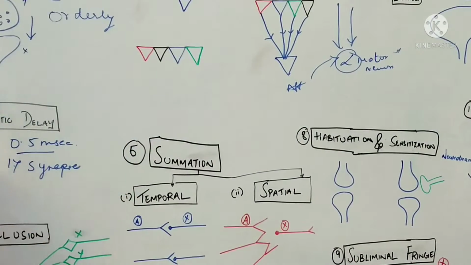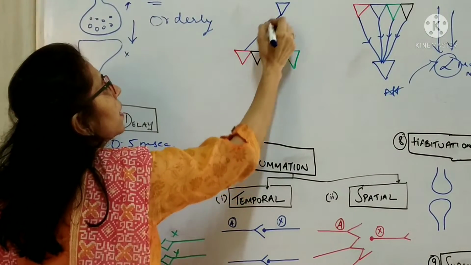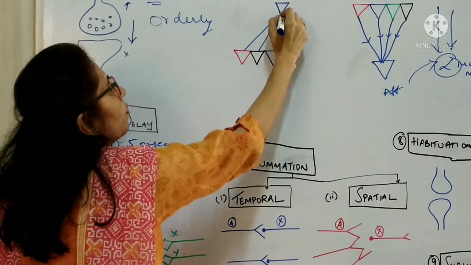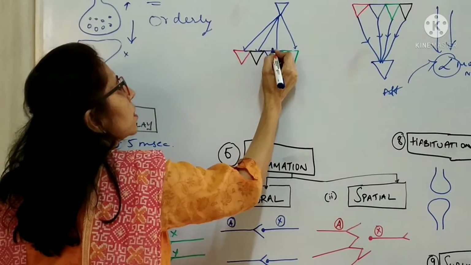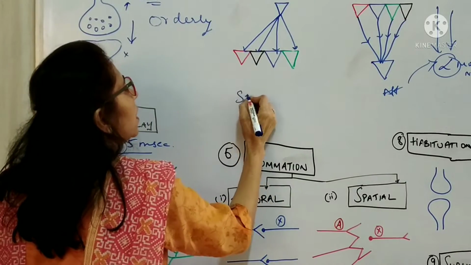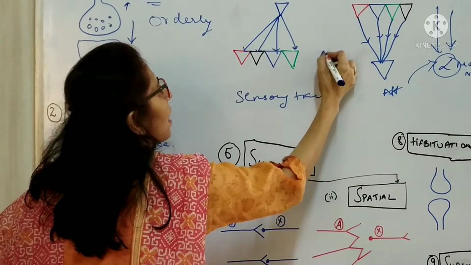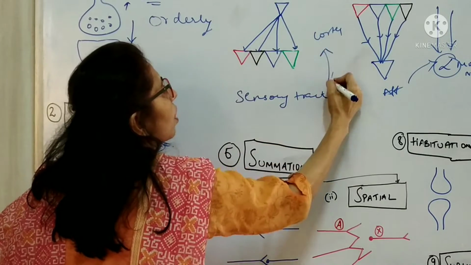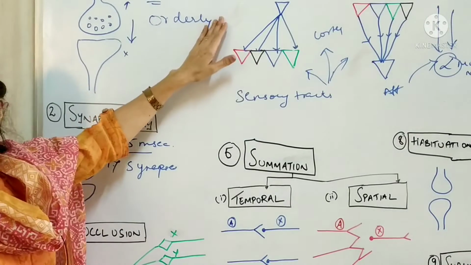Then coming to the property of divergence. Divergence means one single neuron making synaptic connections to many neurons. So we have one neuron diverging on many postsynaptic neurons. Again the example will be the sensory signals as they travel up: your sensory tracts, as they travel up to the cortex, give out signals to many other areas of the brain as well. So that is an example of divergence.